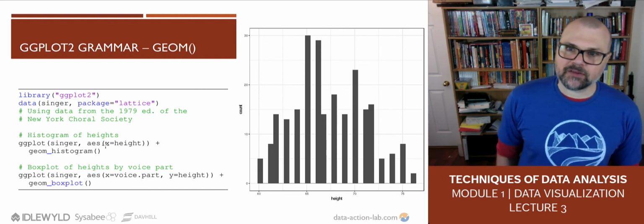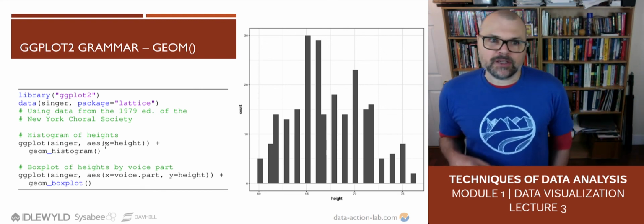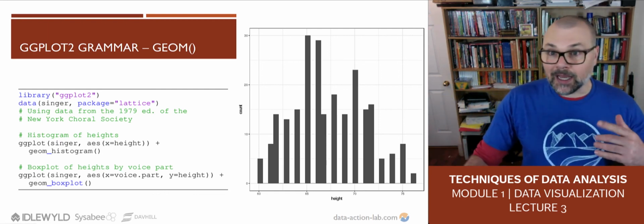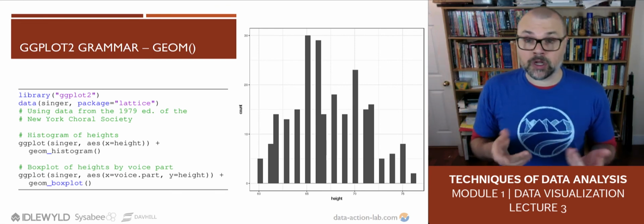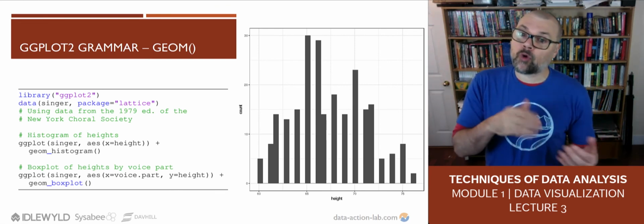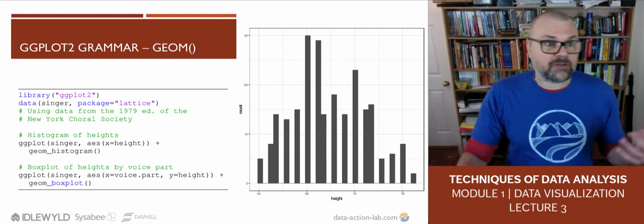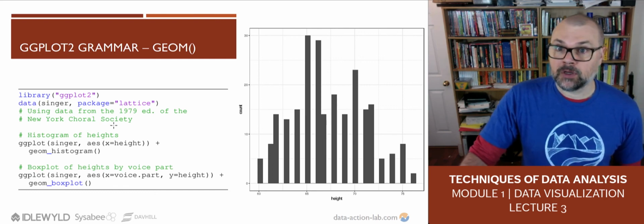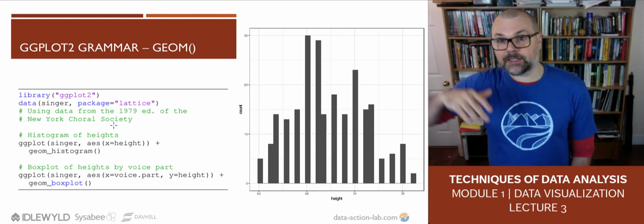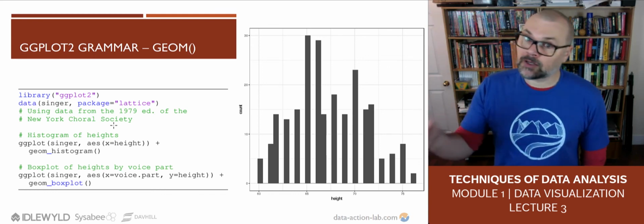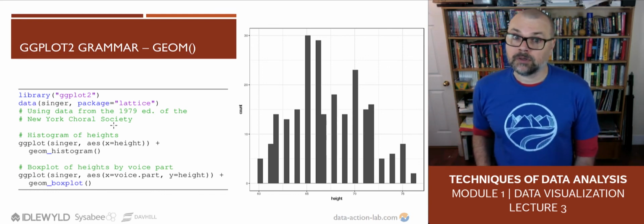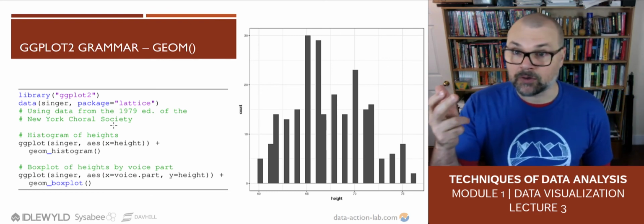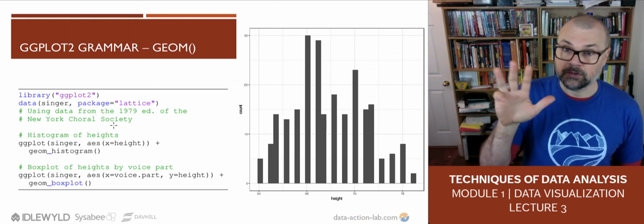Well, in order to make sense of this call, before we even see the outcome, you need to have a clue as to what the variables mean, right? In the Singer data set, the height is the height of the person. That's fairly straightforward. The voice part is what role they play in the choir. Which choir? Specifically the 1979 edition of the New York Choral Society. So there's people of various heights in this choir, and they don't all sing the same parts. There's 4 parts that could be sung: alto, bass, soprano, and tenor. Right? These are the types of parts.